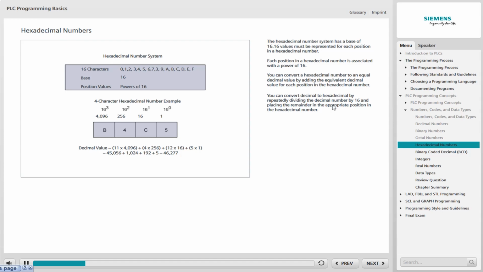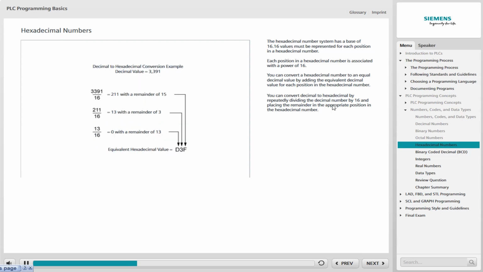Each position in a hexadecimal number is associated with a power of 16 based on where it is in the number. The further to the left the position is, the higher the power of 16. The process of converting a hexadecimal number to an equal decimal value is as simple as adding the equivalent decimal value for each position in the hexadecimal number.